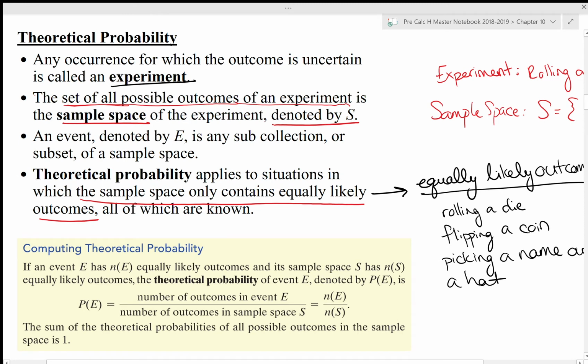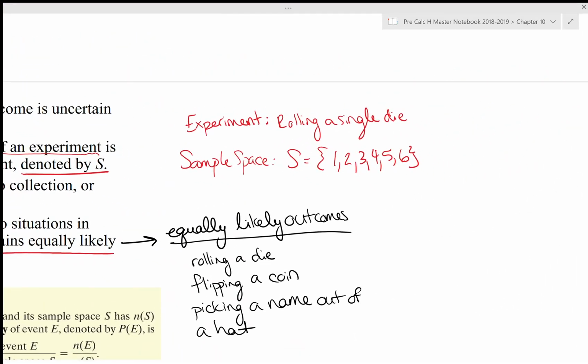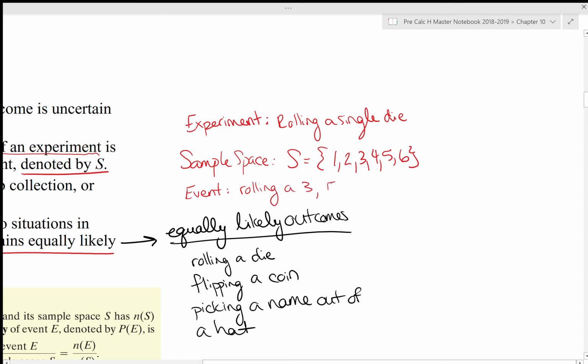And then an event E is a subcollection or subset within the sample space that you're trying to see the chance of happening. So an experiment would be something like rolling a die, and the sample space would be all your possible outcomes, 1, 2, 3, 4, 5, 6. And then your event could be something like rolling a 3, an even number, less than 2, stuff like that. Those would be events.